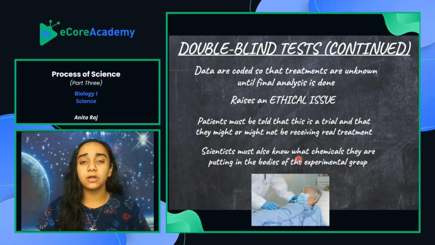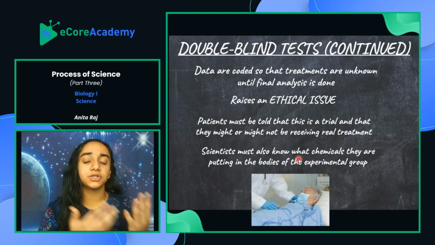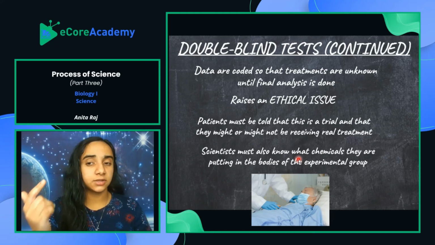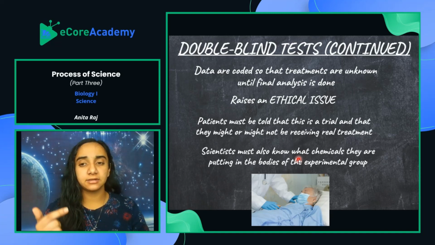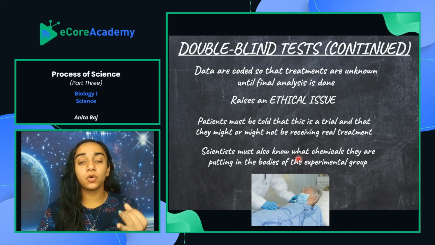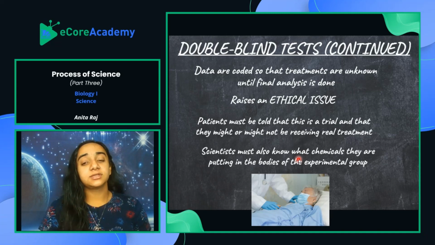So let's say the trial lasts for a month. After that month, the data will be uncoded to see who has which container and who has which pill. Like I said, the treatments are unknown until the final analysis is done. So no one knows who has which pill until we are ready to collect our results and actually look at them. And that is how we use this double-blind test.